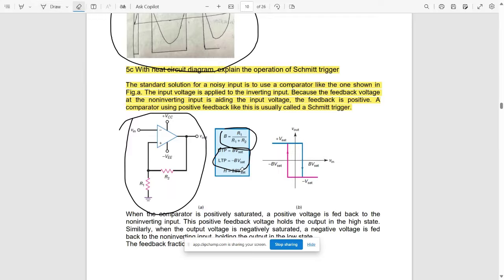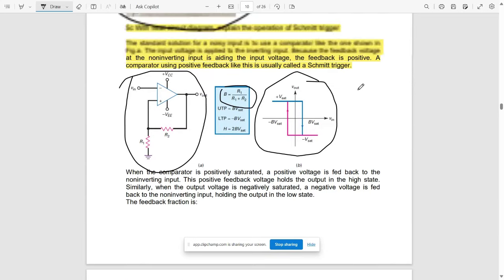This H stands for hysteresis. That is, UTP minus LTP gives you 2 times beta V saturation. So this is your hysteresis plot. This is very, very important. You need to draw this. Then we need to explain this curve, how this curve comes. We need to explain this whole thing.